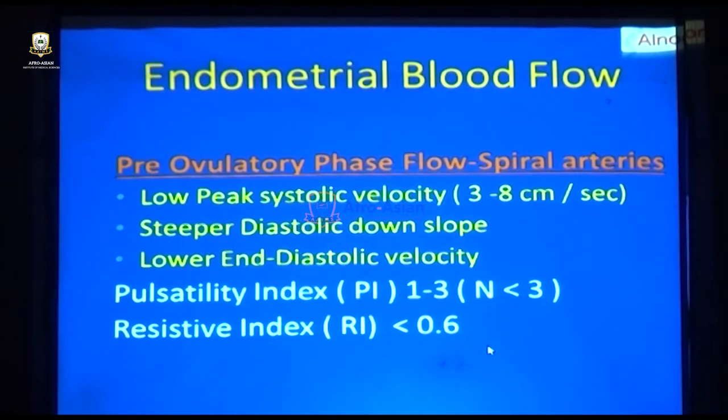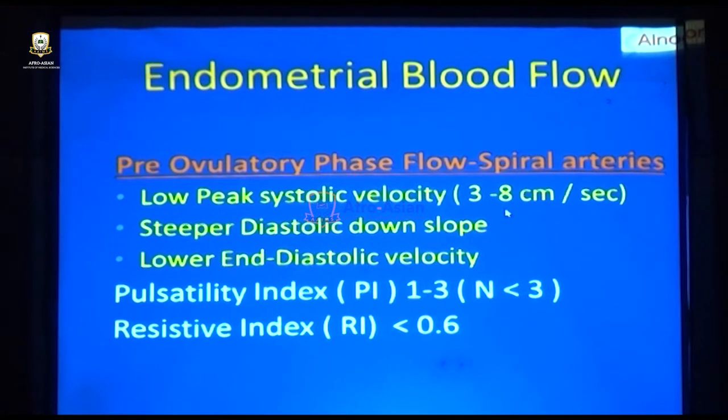You may have 10 follicles, but you look at this blood flow. Normally the peak systolic velocity should be 3 to 8 centimeters per second, and the PI has to be less than 3. Less than 2 or 1 is a blessing for the lady. If the endometrium is 9 millimeters plus, the RI is 0.6 or less, and the PI is less than 2, that means this endometrium is very much ripe. It is going to accommodate and allow implantation of the fertilized ovum.